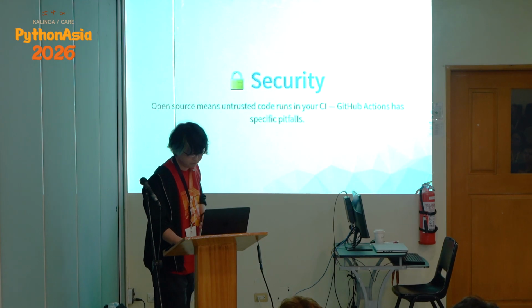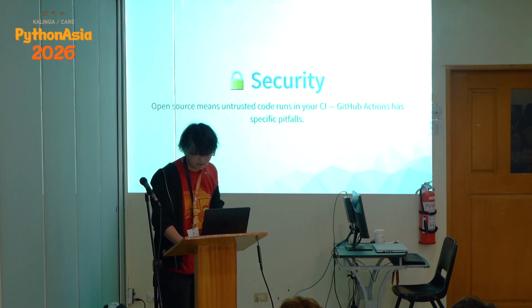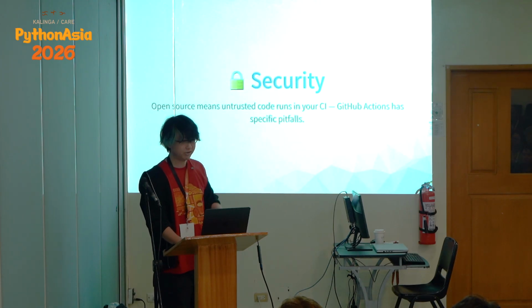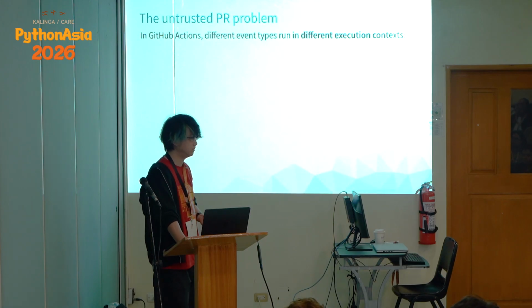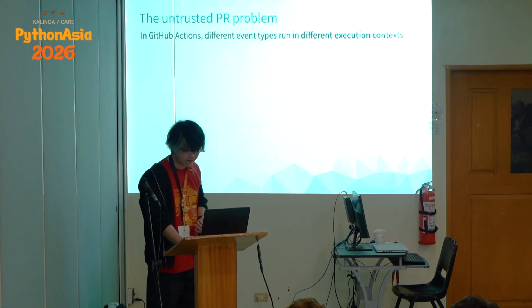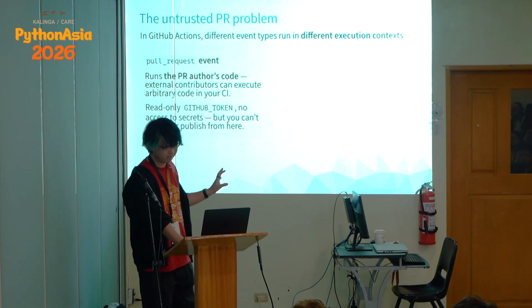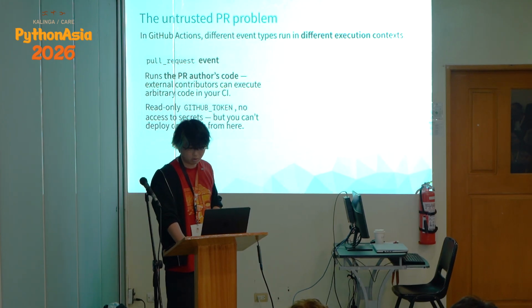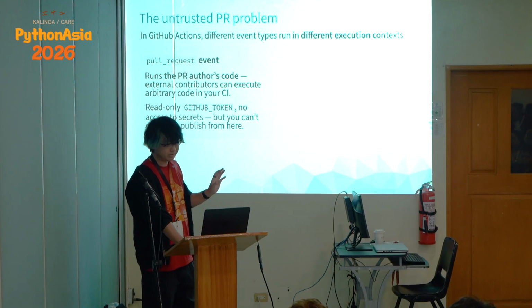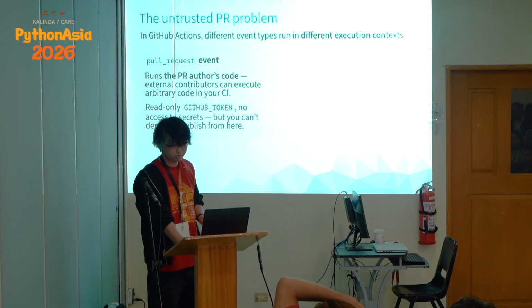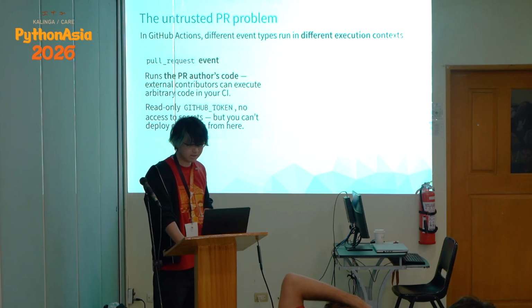Right, so we move to the security section. When you accept contributions from external developers, some security considerations are needed in your CI/CD pipeline. This is a very typical case in OSS projects. In GitHub Actions, different events run in totally different contexts. For example, the pull request event that triggers the CI workflow runs the pull request author's code in the author's context, which means that external contributors can run arbitrary code in your CI.